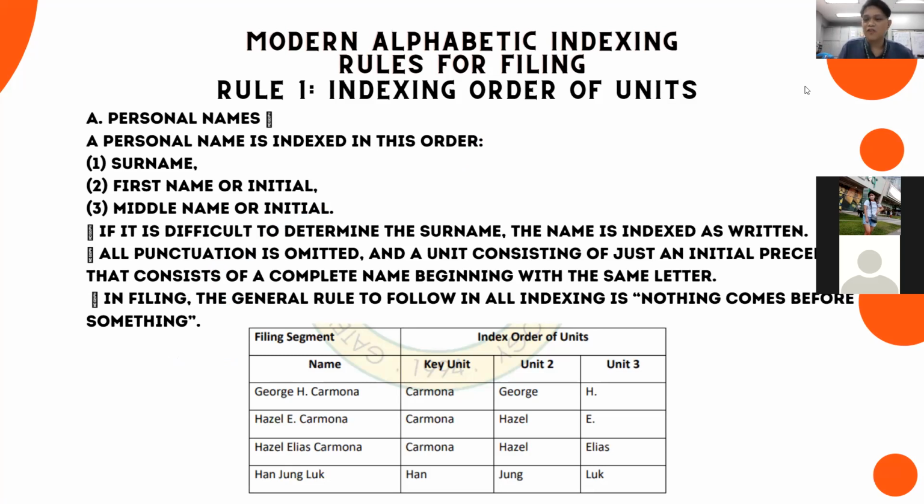As you can see in the picture, the filing segment is personal names. So it starts with the first name, their initial, and then their last name. In index order of units, as you can see, mauuna yung surname, unit 2 is the first name, and unit 3 is the middle initial or middle name. That's how you use the index. So that is rule number 1, indexing order of units by personal names. Okay, next.